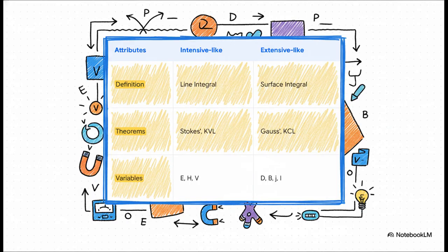We can classify all physical quantities into two basic categories, intensive-like and extensive-like. Now, intensive-like quantities like E and H are all about properties at a specific point, measured along a line. Think voltage drop. They're tied to things like Stokes' theorem and Kirchhoff's voltage law. On the other hand, extensive-like quantities like D and B are about properties over an area or volume, measured through a surface. Think current flow. And these connect to Gauss's theorem and Kirchhoff's current law.